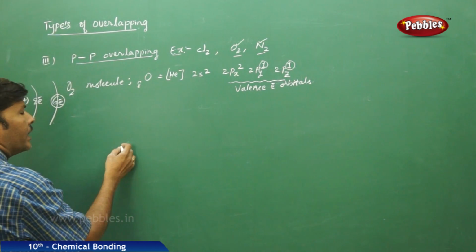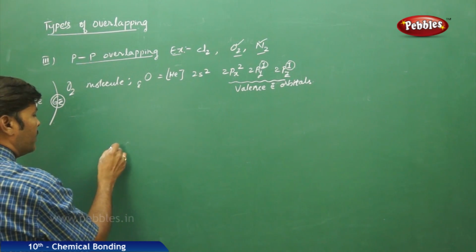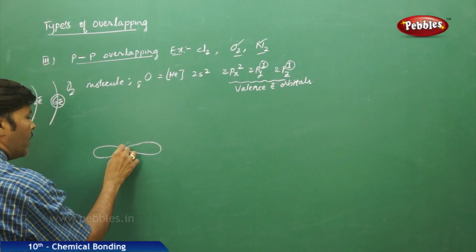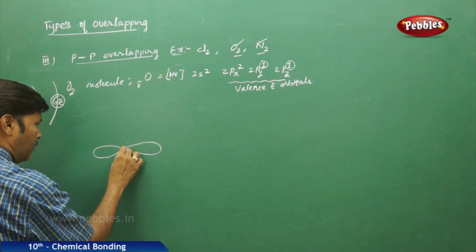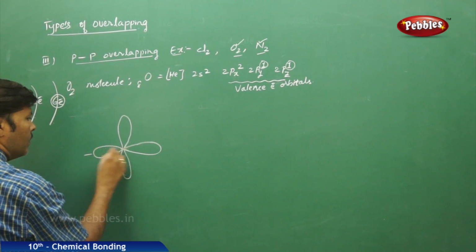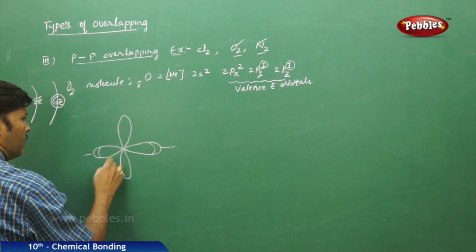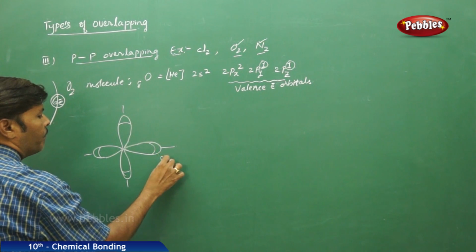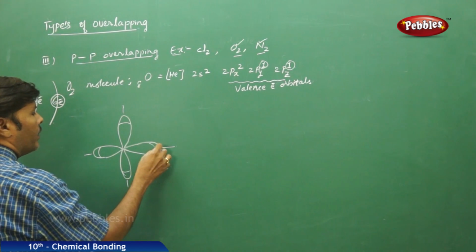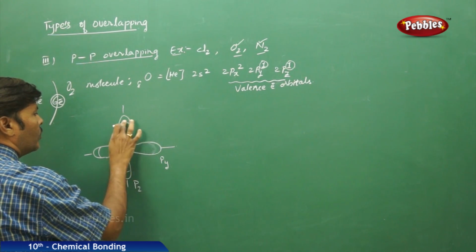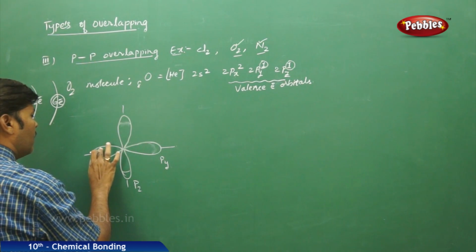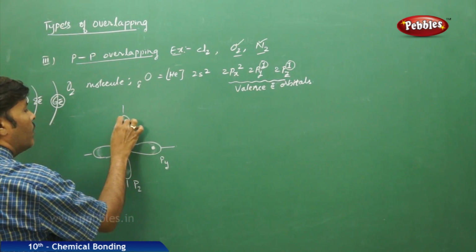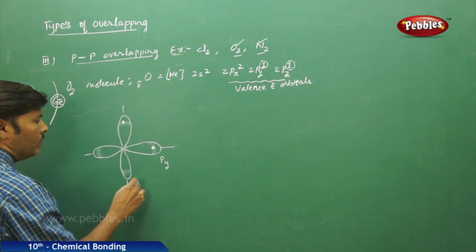First oxygen atom, I'll just take it like this. This is py and pz. This is py, pz, py we have. Okay, I'll show it with the electrons instead of density. So here we have one electron and here we have one electron. This is for the first oxygen.